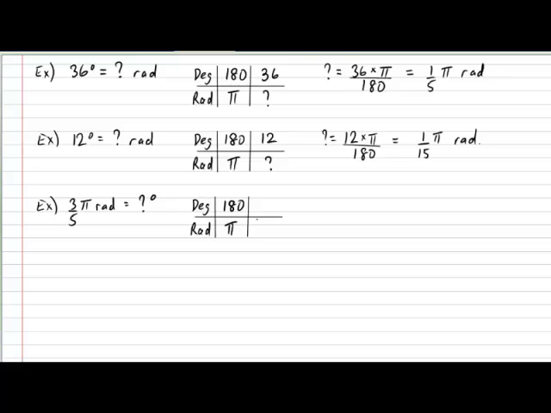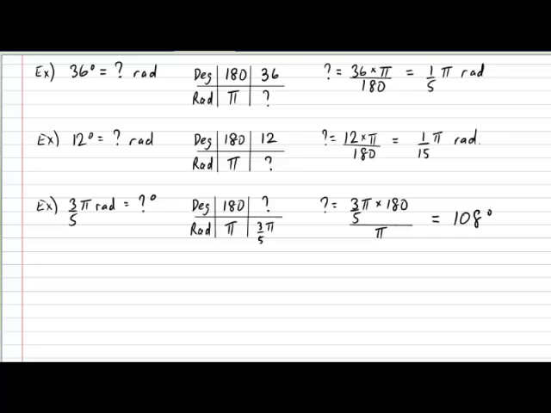Put in what I know, 3/5 pi radians, and put in what I don't know. Cross-multiplying will produce the following, which gives us a final answer of 108 degrees. So we can say that 3/5 of pi radians is the same as 108 degrees.